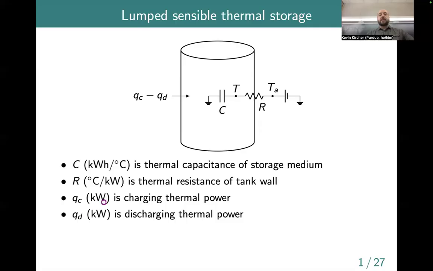QC would be the deliberate component of the heat injection. So if you're running electric resistors to heat up the water inside of a water heater, this would be the heat coming out of those resistance heating elements. And then QD would represent the discharge thermal power. So in a domestic water heater, this would be the water that we pull out for running faucets, showers, and things like that. Yes, question.